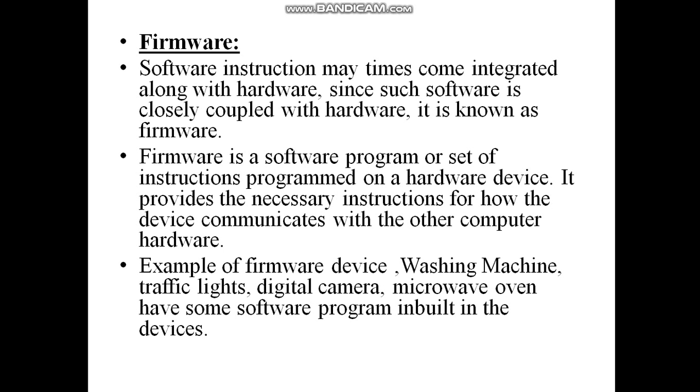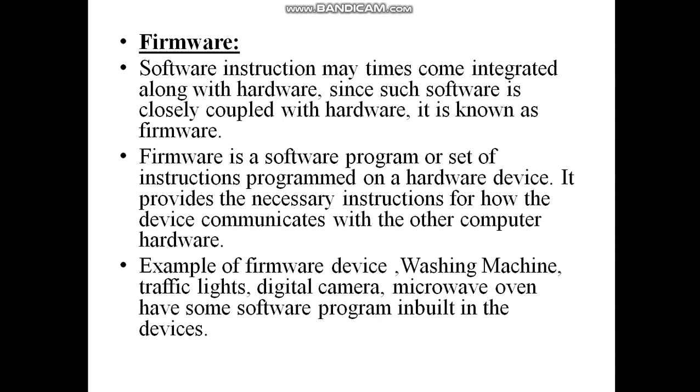Third is firmware. First of all, software instructions many times come integrated along with the hardware, a mixture of hardware and software. Since such software is closely coupled with hardware, it is known as firmware. Like your washing machine. A washing machine is in a hardware format, but you can see that there are some instructions on it. So this is the software on your washing machine along with the hardware. It is the mixture of software and hardware, simply known as firmware.